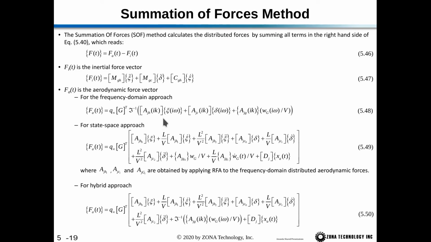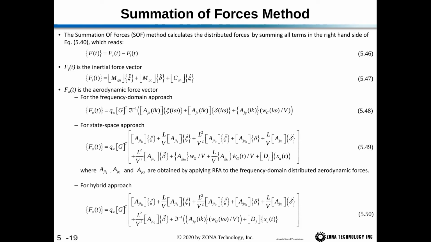For the state space approach, we have equation 5.49. So we have our c dot, c double dot, delta, delta dot, delta double dot, and then our gust terms, and then our aerodynamic lag terms. Now AJH, AJCI, and AJGI are obtained by applying the RFA to the frequency domain distributed aerodynamic forces.